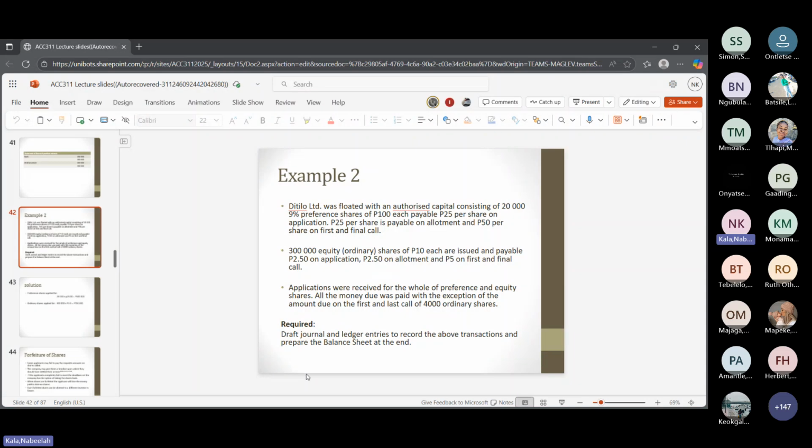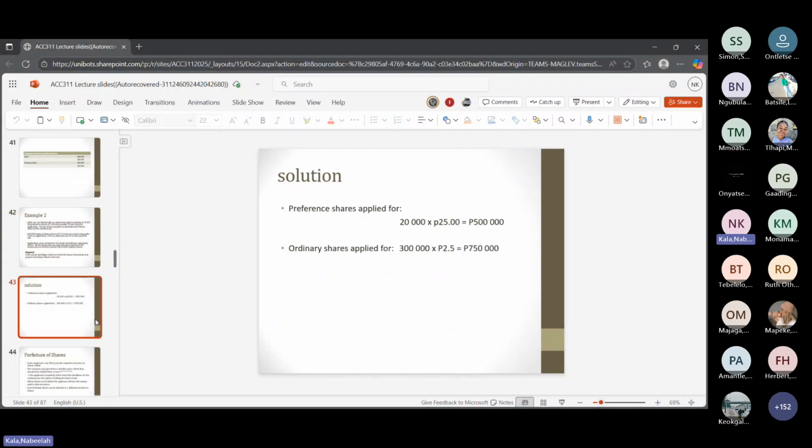Applications were received for the whole of the preference and equity shares. All the money due was paid with the exception of the amount due on first and final call of 400,000 ordinary shares. So there is unpaid ordinary share there. We are going to see how we are going to do it, but let's just deal with the first part. So the solution.